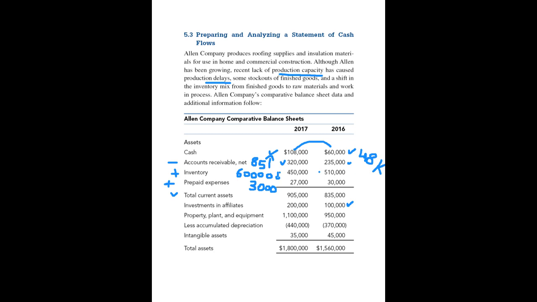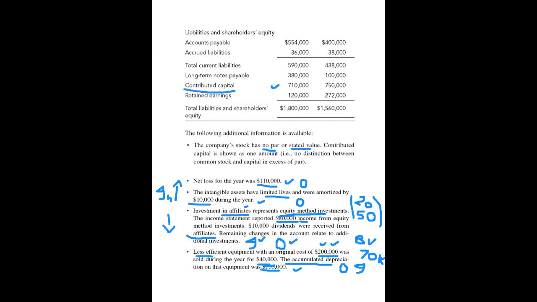Originally it was 100,000, now it's 200,000. So there is an increase of 100,000. But if you remember, when I was explaining notes to financial statements, I showed you some information about investment. If you see point number 3, it says that investment in affiliates represents the equity method, and the income statement reported 80,000 income from the equity investments.